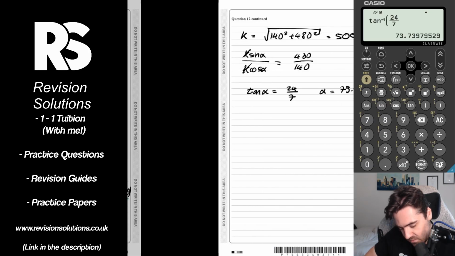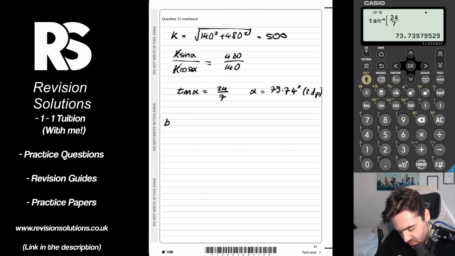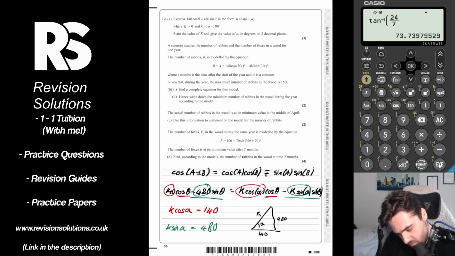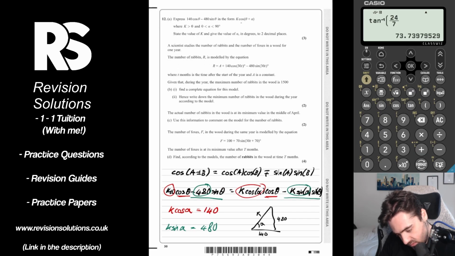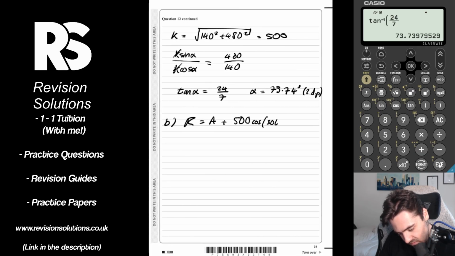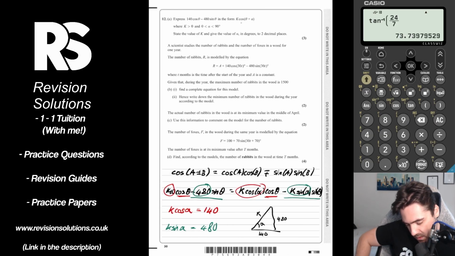Well, let's first just write out in that form, now that we've deduced that. So the number of rabbits is going to be, what do they call it? A plus k was 500. And then it was, what was the form? We used cos. So cos, but the theta is now 30t. And then plus the 73.74 for our alpha. Okay, so that's the real form of the model we're going to use.